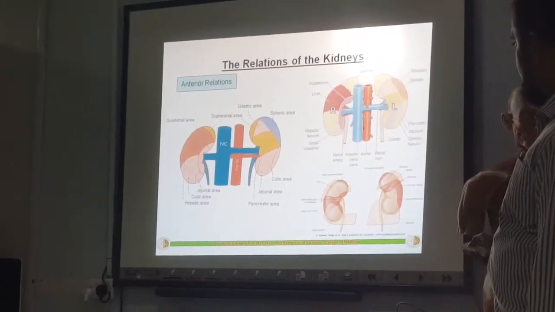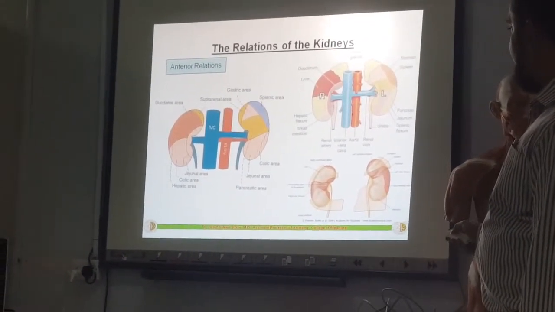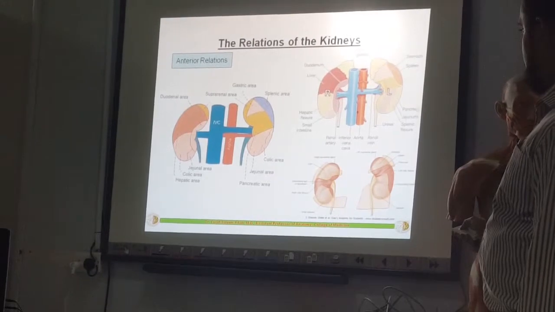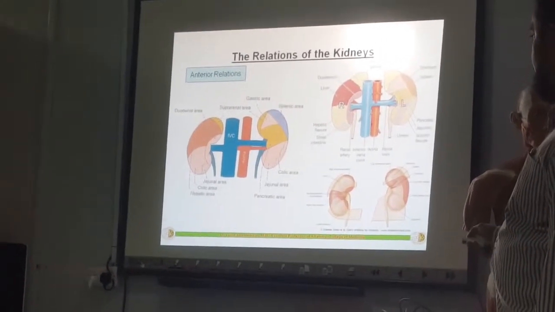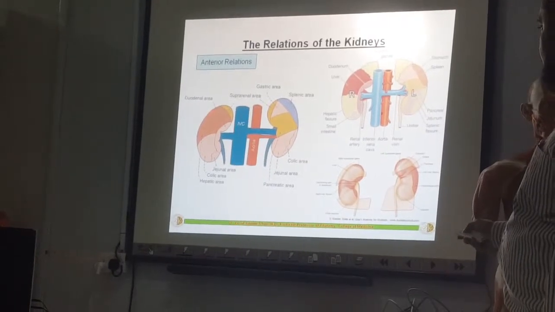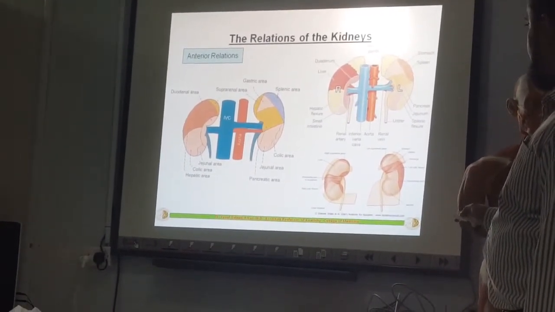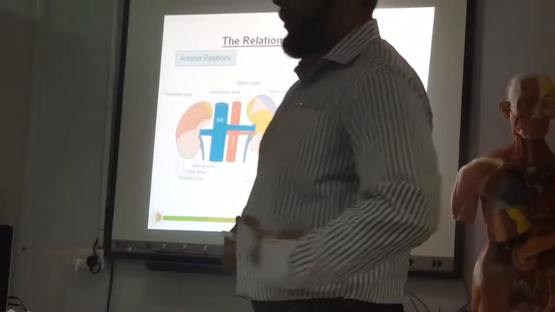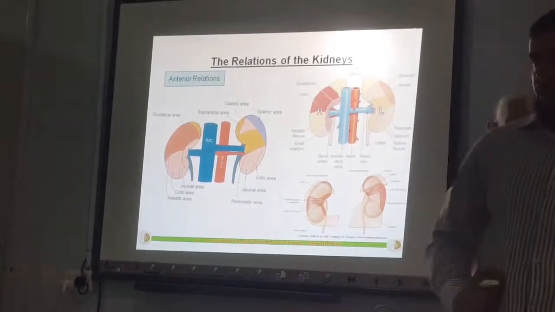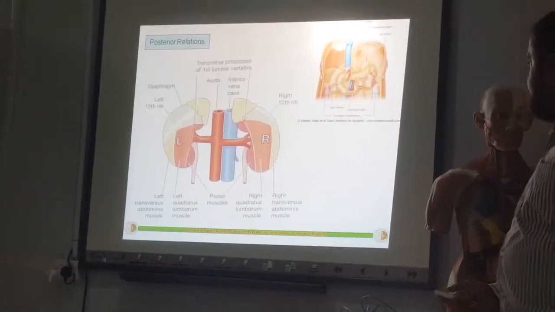On the left side, again at the upper pole, it is the suprarenal gland, but the other structures are different. Here will be the stomach, the gastric part, then we have the tail of the pancreas approaching here, and the spleen, and the splenic flexure and the jejunum. Here is the difference: on the right it is the liver, on the left it is the tail of pancreas, the gastric part, and the spleen. This is how the relations differ on the right and left side.